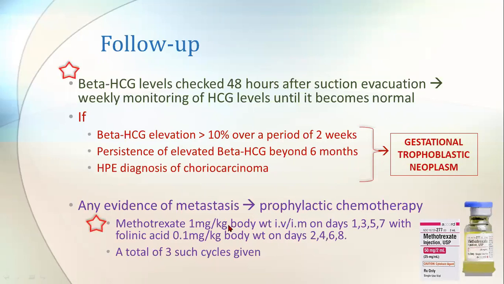In case of prophylactic chemotherapy, the drug used is methotrexate, that is 1 milligram per kg body weight, on days 1, 3, 5, 7. This methotrexate is an anti-metabolite or antifolate. To decrease the side effects of methotrexate, folinic acid, one form of folic acid but more potent, of 0.1 milligram per kg body weight on days 2, 4, 6, 8 should be given to the patient.